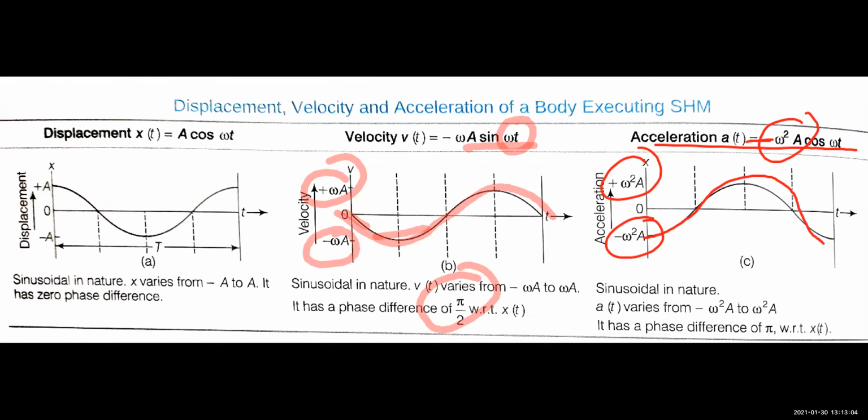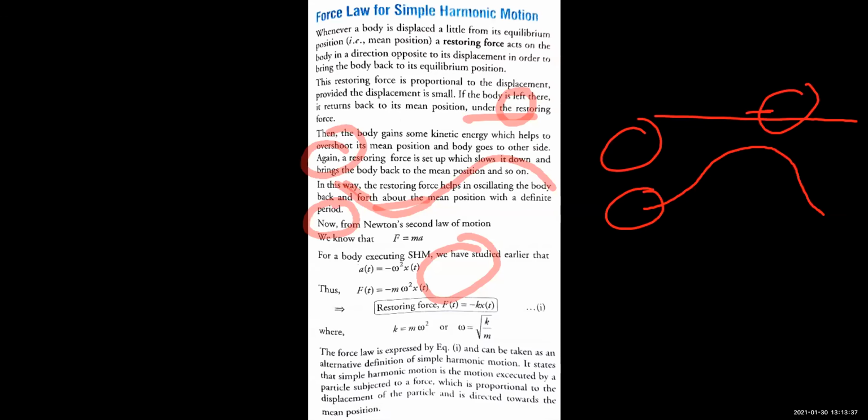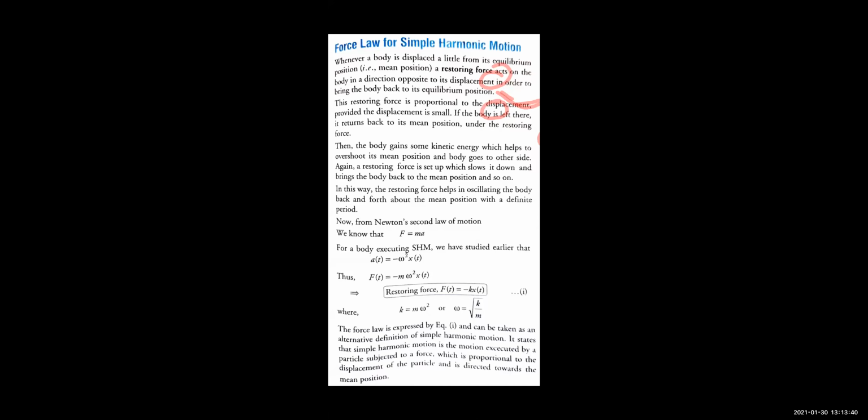And here it has a phase difference of pi with the displacement. If you compare with the displacement, there is a difference of pi. Because the displacement was starting with zero phase difference, then velocity had a 90 degree phase difference and acceleration had another 90, that is 180 with respect to the displacement. Now we are going to calculate the force law, which we have already seen.